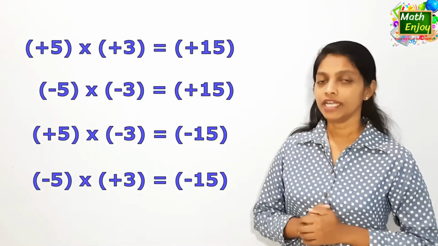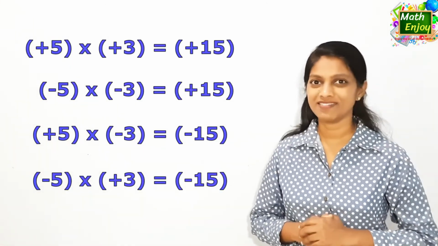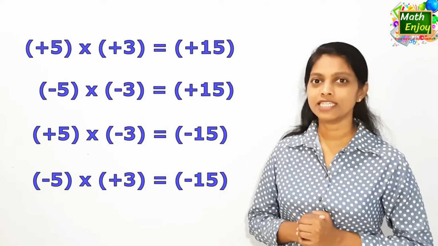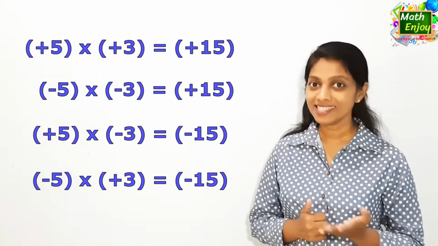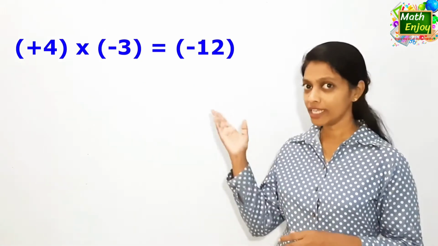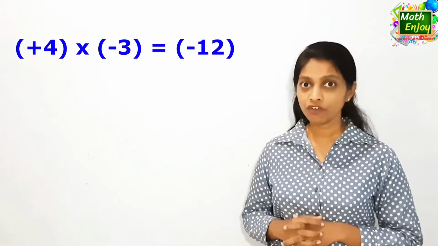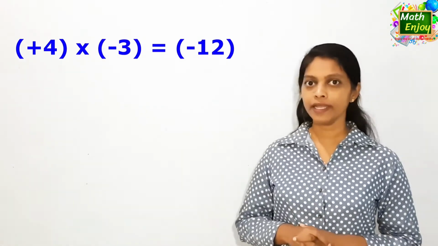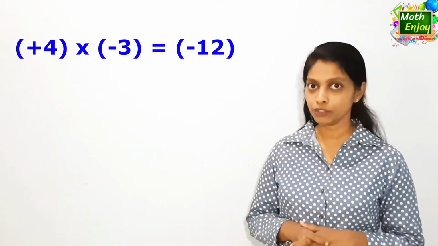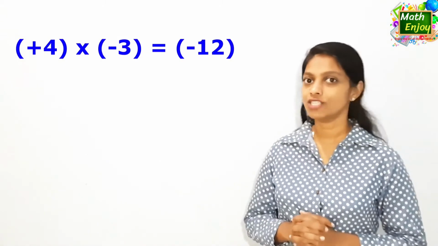Last one, negative 5 multiplied by positive 3. Same thing, one is negative, the other one is positive. 5 times 3 is 15. Answer is negative. Then look at this example. Positive 4 multiplied by negative 3. Positive number multiplied by negative number. First we will multiply the two numbers. 4 times 3 is 12.